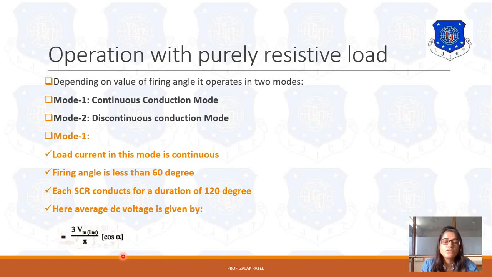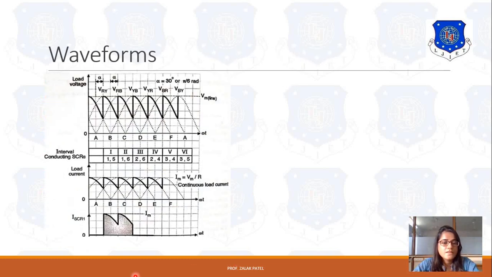Now depending on this equation we can easily draw the waveform. If we put any value of alpha less than 60 degrees, then this equation gives us a positive answer. Like if we put cos 30, then it is root 3 by 2, and if we calculate this, then it gives us a positive value. You can also take cos 40 or cos 50, but ultimately the answer is positive in this case. So the waveform will look like this. This is the waveform for continuous mode.